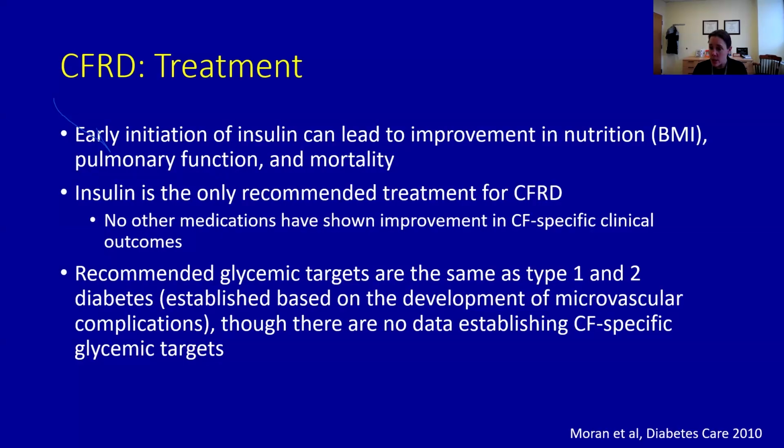And the recommended glycemic targets that we use for people with CFRD are the same as what we use for all other diabetes populations. Now, I think it's important to point out that these targets were established based on the development of microvascular complications. And again, yes, our patients are at risk for microvascular complications, but that's not what we're worried about. What we don't have are any studies telling us what our targets should be to improve or to prevent problems with CF-specific clinical outcomes. And so we might actually benefit from CF-specific glycemic targets. We just don't know. It's another gap in the medical literature right now.